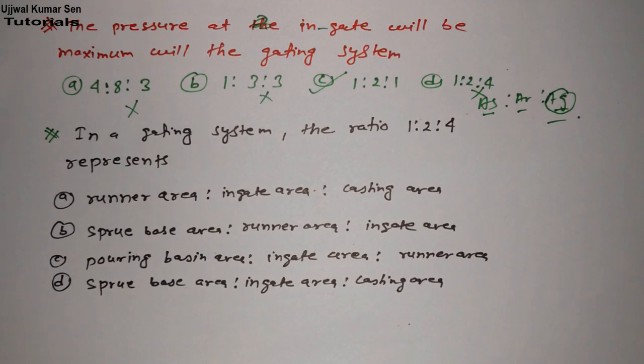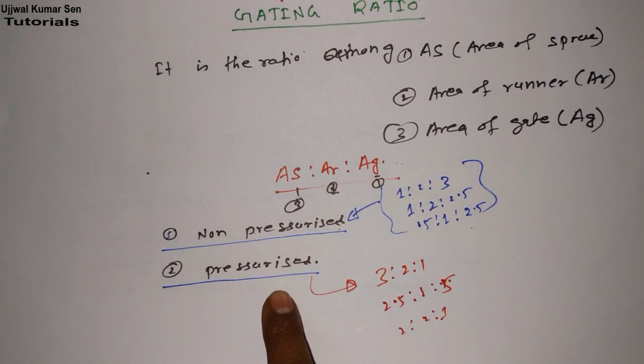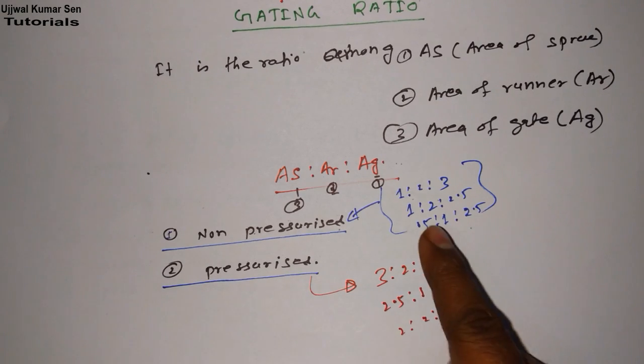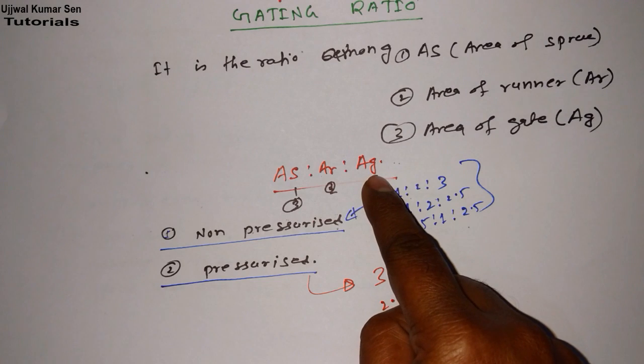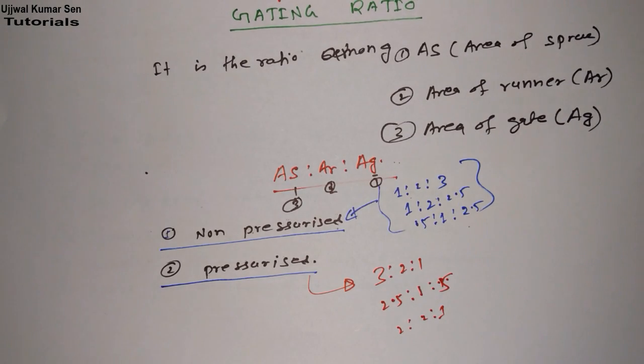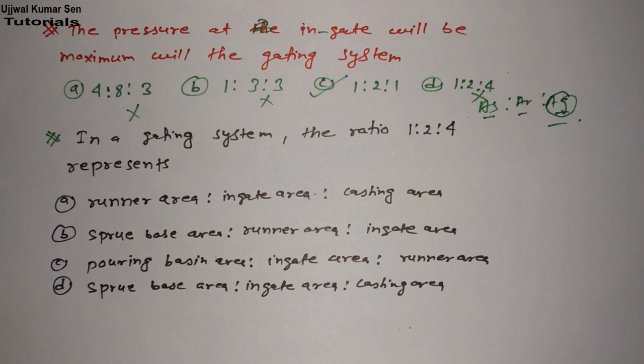So we have to see for pressurized which one is minimum, because in the examples I have shown you, in every example in case of a pressurized gating system, the gating ratio is minimum. The area of the gate is minimum, and it's a ratio of all areas: area of sprue, area of runner, and area of gate. That's why it is known as gating ratio. All right, so the first question has been solved, and I hope you understand the concept to solve the problem.